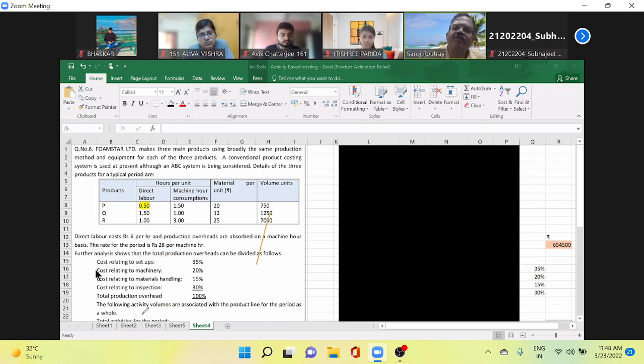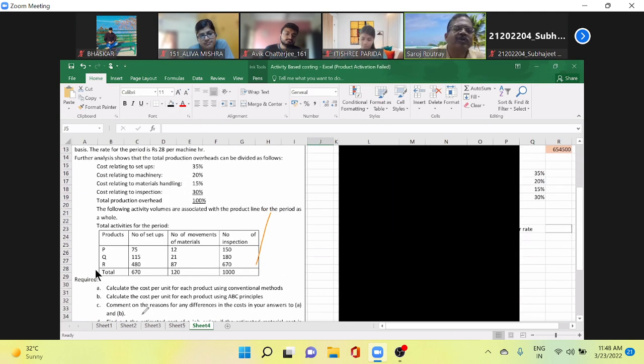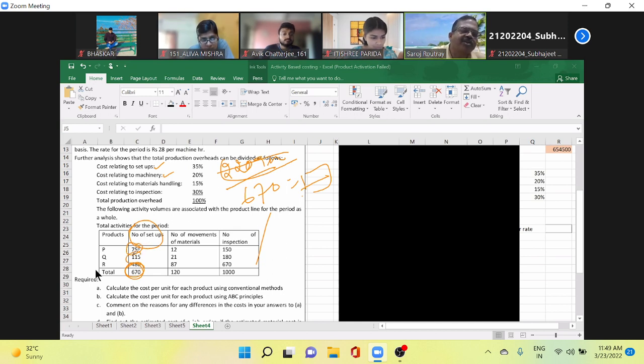Okay, so if we see here in this question, setup cost is driven by number of setups. Machinery cost, which is coming to like 2,20,900 or something, had been given. So this 2,20,900 is driven by number of setups. And what is the total number of setups? 670. You divide it by 670, you get a cost driver rate. And that rate is multiplied for different products on the basis of number of setups required. P needs 75, but R needs 480 setups. So 480 multiplied by that rate, right?